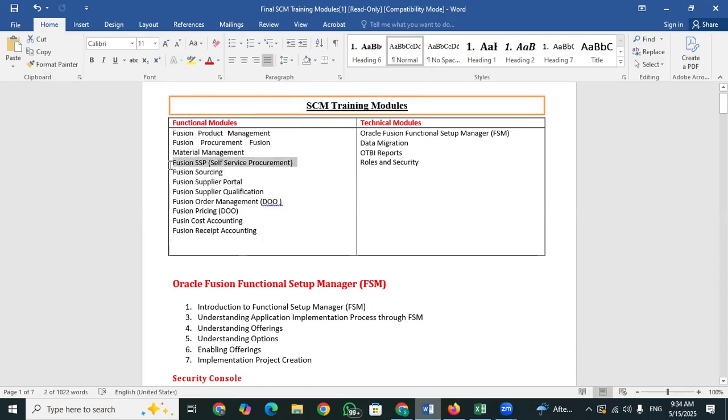Self-service procurement, sourcing from supplier, procurement, supplier portal, supplier qualifications, order management. In order management: pricing, costing, receipt accounting. This is costing related. We are also dealing with some technical topics: data migrations, OTBI reports, roles and security, and customizations. It's a major overview of the modules we are going to deal with in this training.